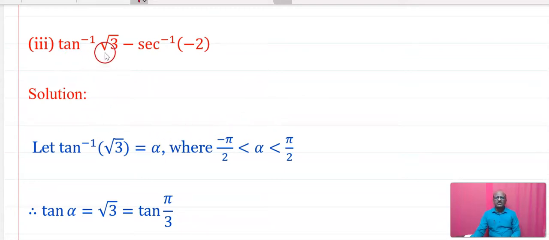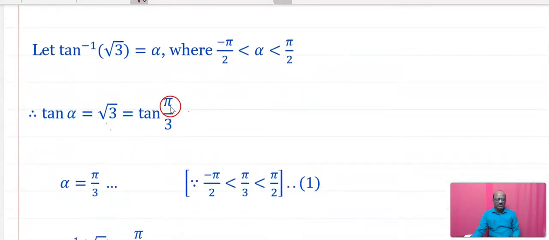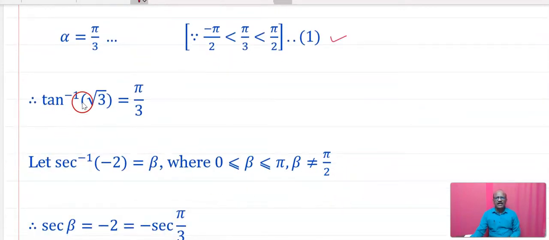Next is tan inverse of root 3 minus sec inverse of minus 2. Now here, let tan inverse of root 3 be alpha. And the value of alpha lies between minus pi by 2 to plus pi by 2. Therefore, tan alpha is equal to root 3, and root 3 is the value of tan of pi by 3. It's clear that alpha is pi by 3, and this pi by 3 again lies between minus pi by 2 to plus pi by 2. This is the first one. Therefore, tan inverse of root 3 is pi by 3.